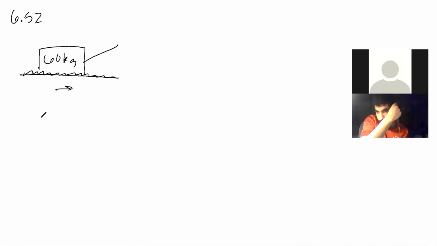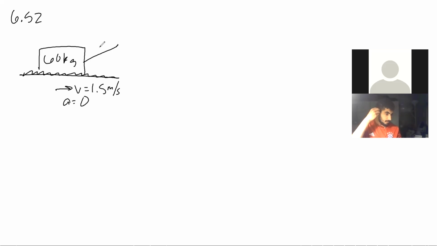They say V is 1.5 meters per second, but A is 0. That's going to activate Newton's first law, so this will be an F net equals 0 situation. We're given an angle of 30 degrees, and we're pulling on some rope with a force of 75 newtons. And so the question is, find mu.